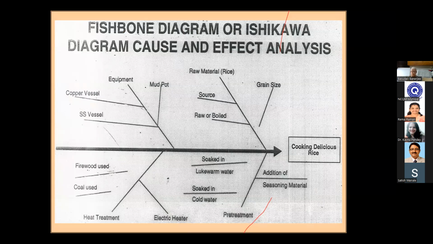What are the major ingredients you take? One is raw material, that is the rice. It can have a grain size, and raw or boiled, like Dehradun rice, and all that. Then it can have pre-treatment, addition of seasoning materials, soaking in lukewarm water, soaked in cold water, and all that. Then equipment is mud pot or stainless steel vessels or copper vessels. Heat treatment can be electric heater, coal use, coke use, firewood use, solar heater, cooker, and all that.